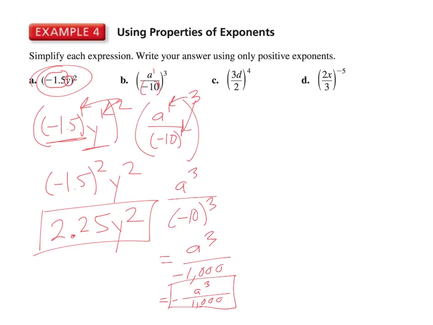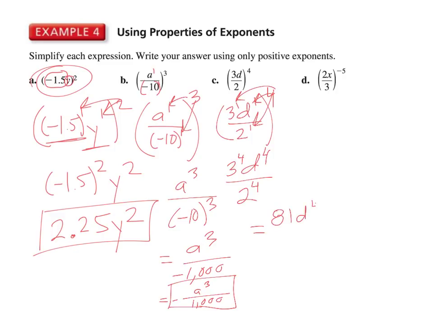Okay, for C, same deal here as before. That's 3 to the first. Often students forget to apply the power to the 3. d to the first, 2 to the first. Then I have this 4 on the outside. So it's a quotient, and then I have this power on the outside here. I multiply all of these by 4. So I have 3 to the fourth, d to the fourth, and 2 to the fourth. Simplifying that, I get 81 d to the fourth over, I believe that is 16. That's all there is to that.